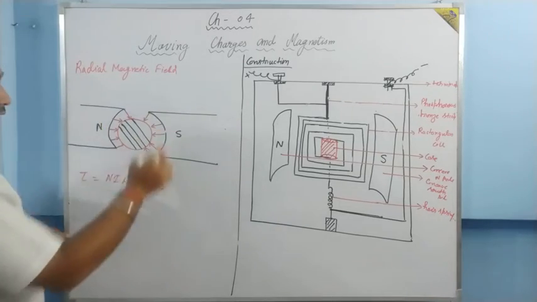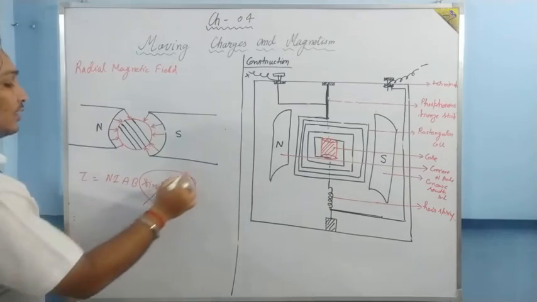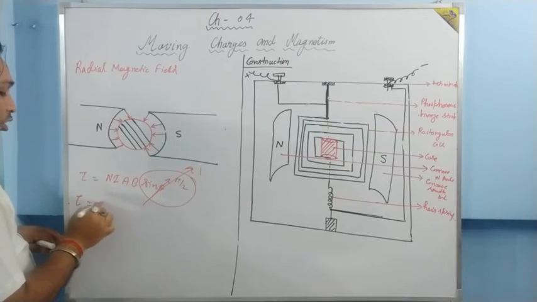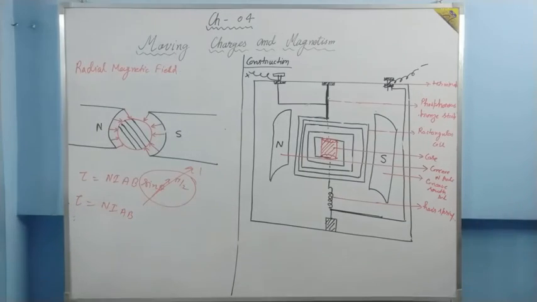So for a radial magnetic field, this theta becomes pi by 2. And when theta becomes pi by 2, sin theta becomes 1. So basically, torque will be equal to NIAB only. Right?